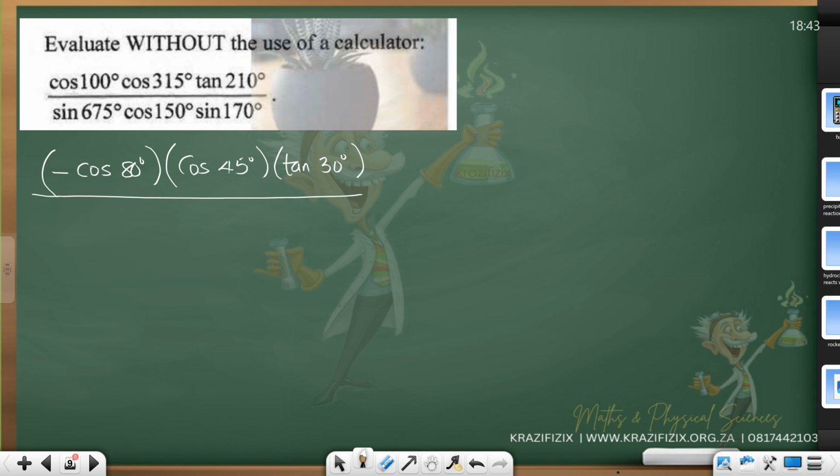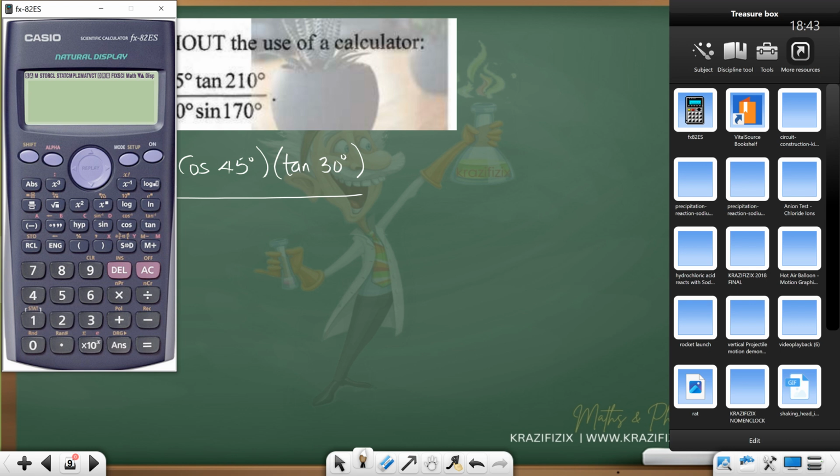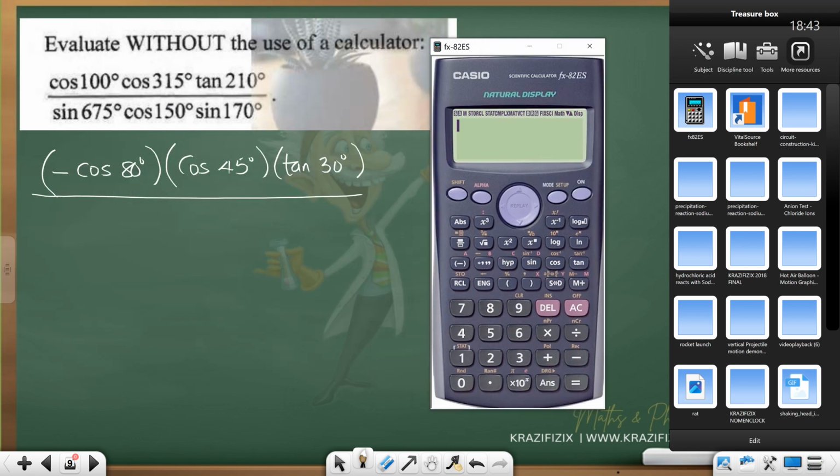Sine 675. Somebody will tell you subtract 360. They are correct, but it's a waste of time. Look, I can do it. Check this. 675 is bigger than 360, right? I'll say minus 360. What do I have? 315. I am now in the fourth quadrant. It's 45. But it's a complete waste of time now.